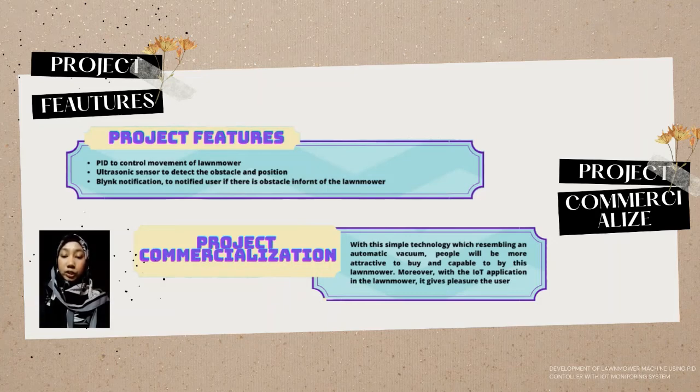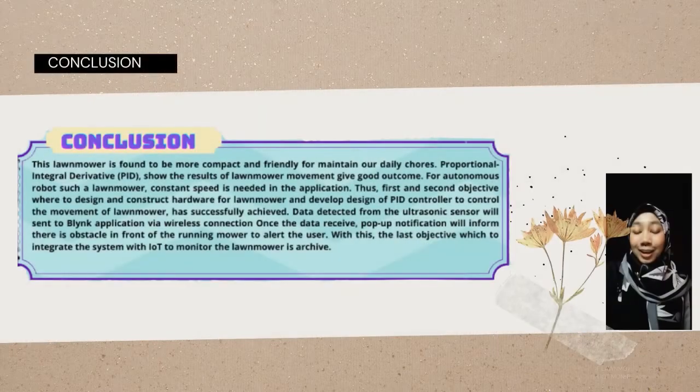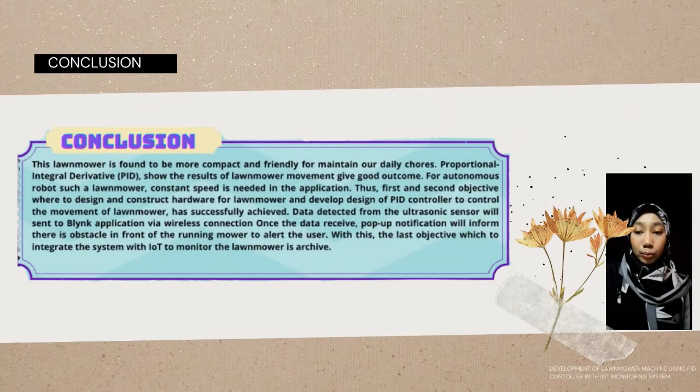Move on to the project commercialization. With this simple technology, which resembles an automatic vacuum, people will be more attracted to buy this lawnmower. Moreover, with the IoT application in the lawnmower, it gives pleasure to the user. In conclusion, this lawnmower is found to be more compact and friendly for maintaining our daily costs.